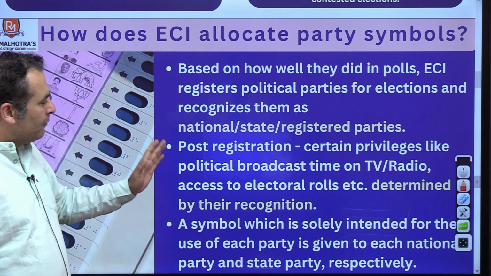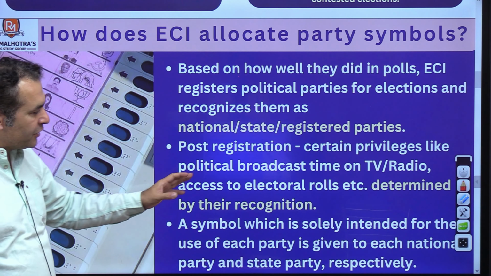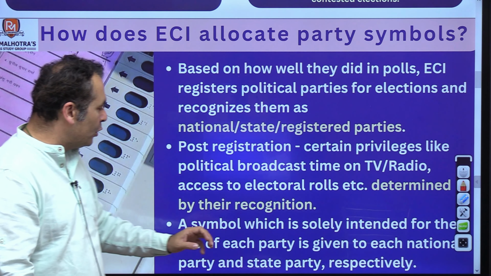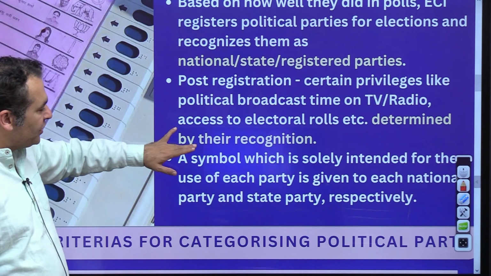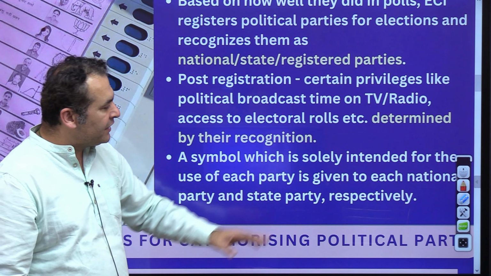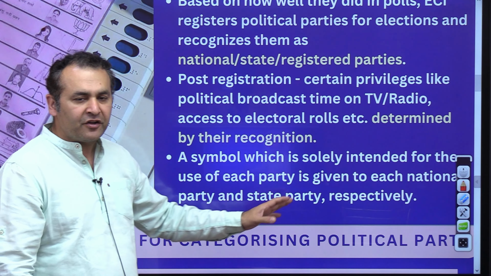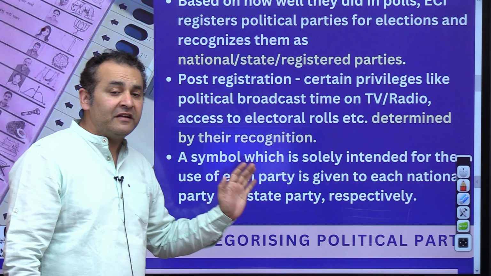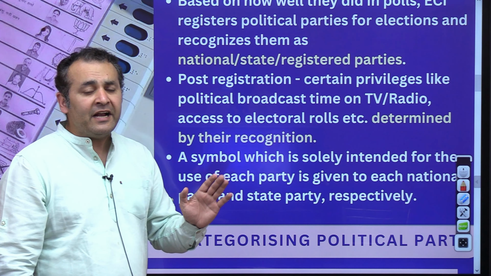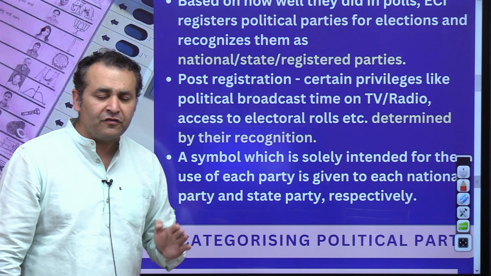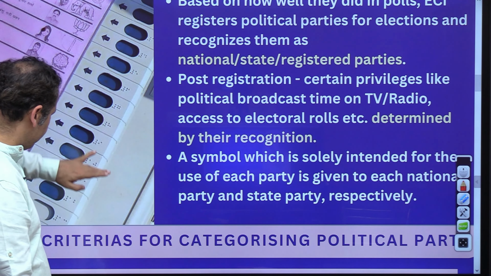Fine. Then post registration, certain privileges are given to these parties, like political broadcast time on TV or radio, access to electoral rolls determined by their recognition, and a symbol which is solely intended for the use of each party, given to each national party and state party respectively. That means election symbols are given to the parties which are registered and recognized either as national or state party. Only to the registered party these are not given at once.